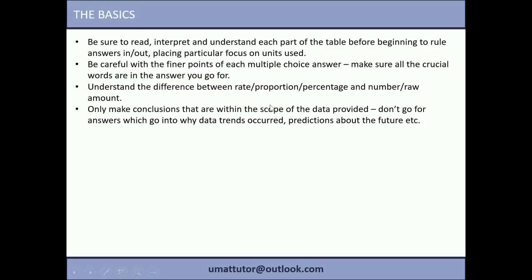And this final point here is just saying only make conclusions that are within the scope of the data provided. So often you'll see answers which, as it says here, go into why a certain data trend occurred or make predictions about the future, but generally they're incorrect because you can't really make assumptions about why these things happened or what will happen in the future. So just keep your answers to what you know for sure. With that said, let's go to the first question now.